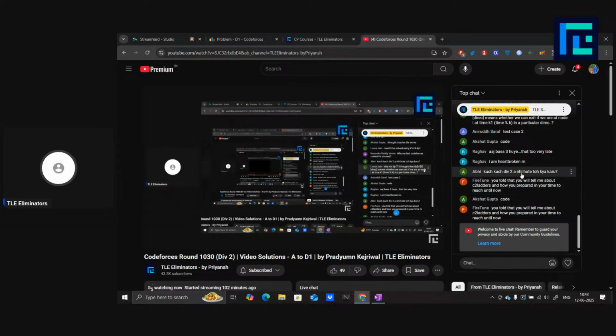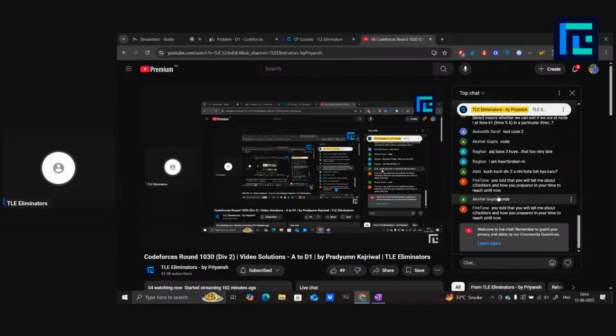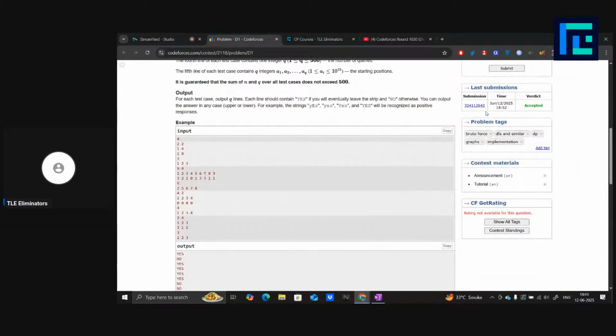I'll address that in just a few minutes after I discuss the code. So the code for this I'll show you. Okay, so I'll show the code for this one.